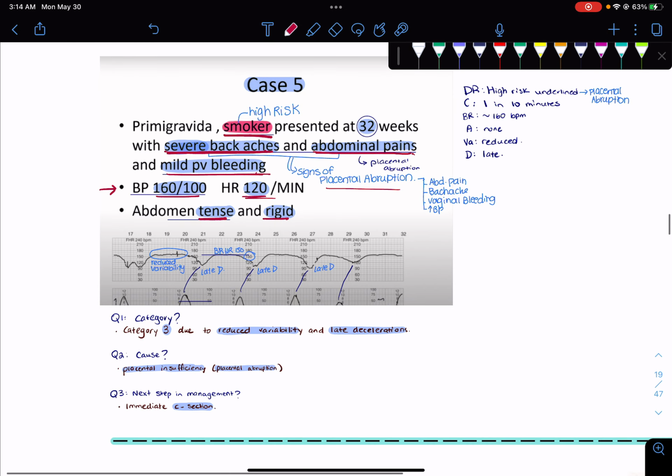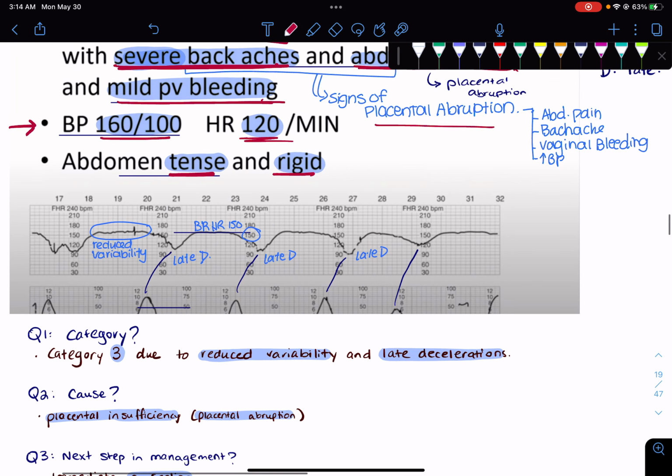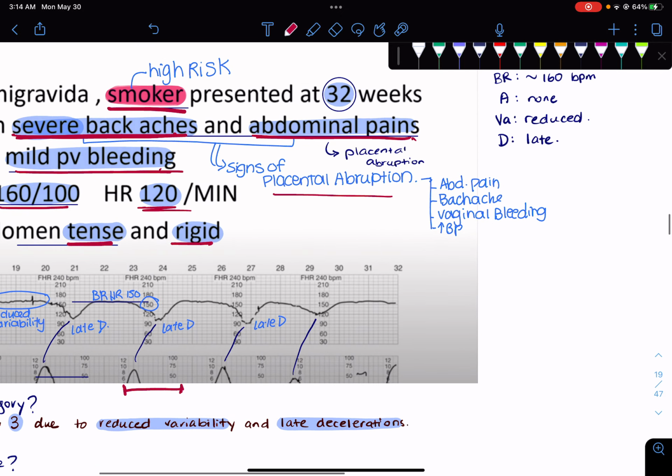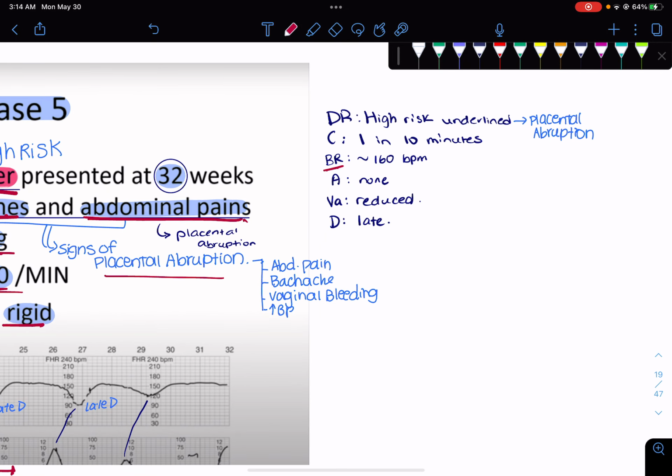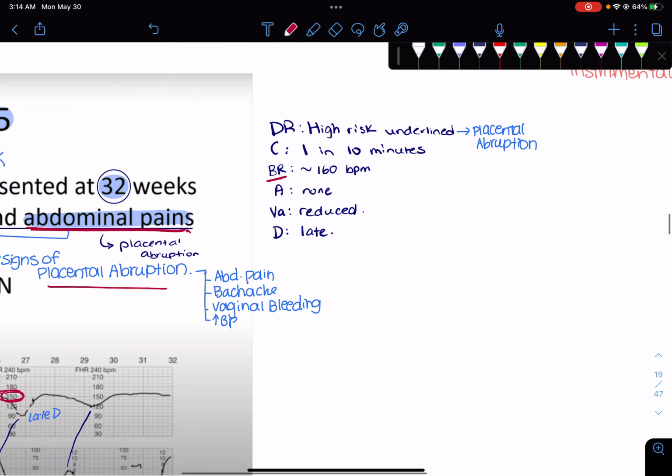Okay. Let's see which category she's in. Most probably she's in category 3, but let's see. So first, she is high risk. Okay. Patient. What's her contractions? Let's see here. This is my 10 minutes. And she has 1 contraction in 10 minutes. What's her baseline heart rate? Let's put our line. This is our line. So the fetus has a 150 beats per minute basal line heart rate, which is okay.